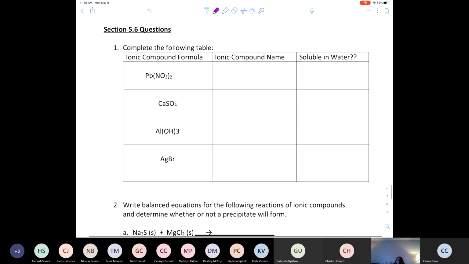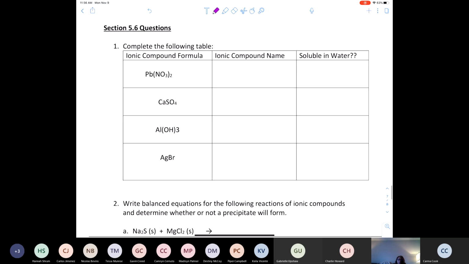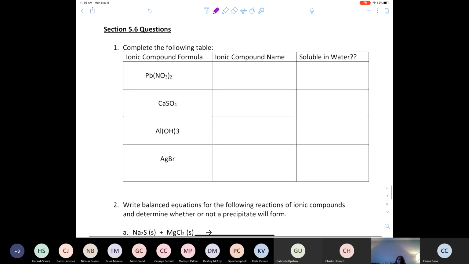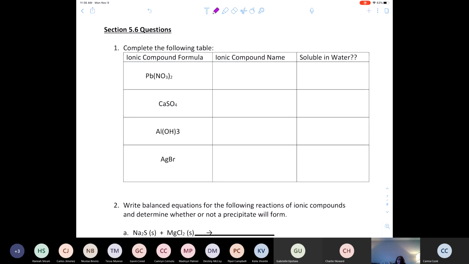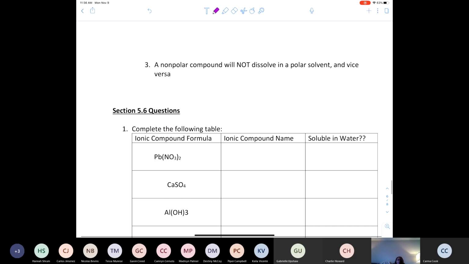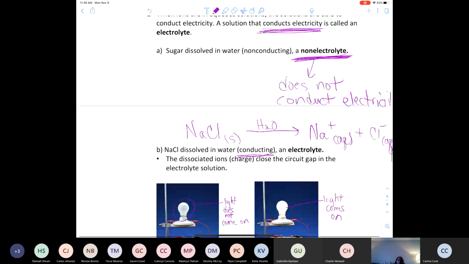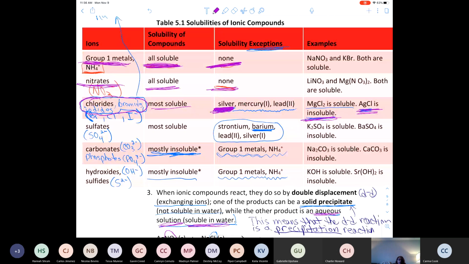So for the next set of questions, number 1, completing the table with the ionic compound names and answering the question, yes or no, is it soluble in water? When you're answering questions whether or not a substance is soluble in water, take a look at the cation, take a look at the anion, and then consult the solubility rules table to see what it tells you about one or both of those ions. So lead nitrate contains the nitrate polyatomic ion. The first 2 rules are very easy to memorize.